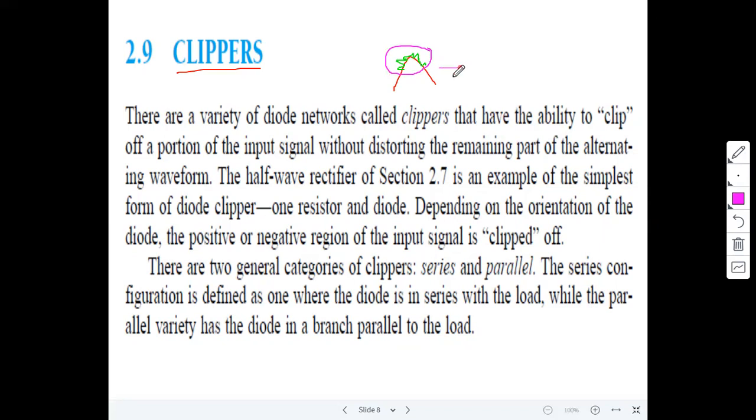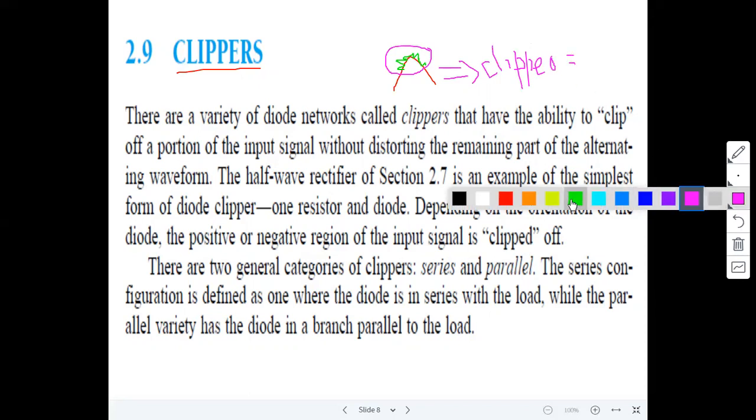Then how do we process such types of signals? This signal is transmitted to the clipper circuit. Now what happens is the clipper output will give something like this.